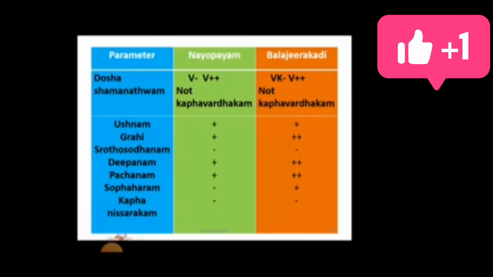Both are Ushna. The Grahi property is more with Balajiragadi. Deepana Pachana properties are also more with Balajiragadi compared to Nayopayam. The Kapha Nisaragatva action is absolutely not there with Nayopayam. So you should be very careful regarding this.